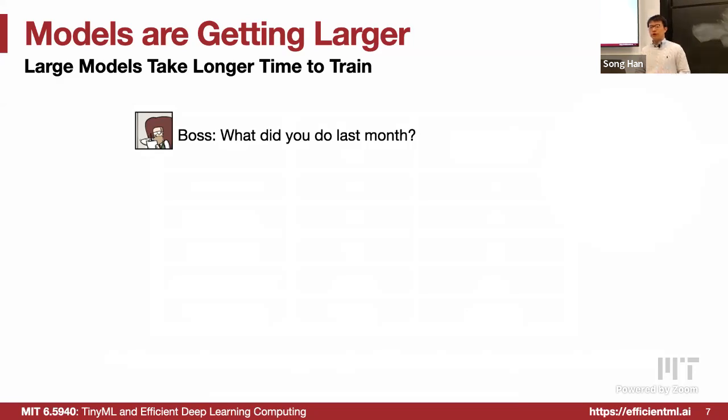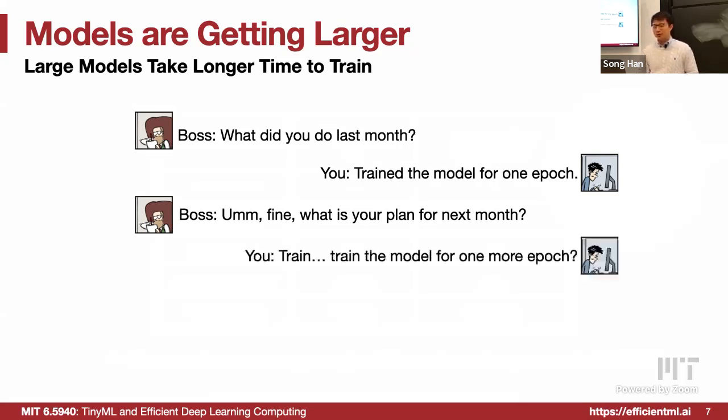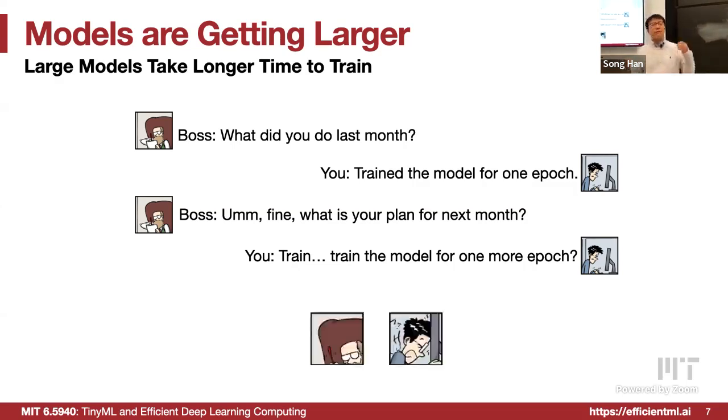So the boss asks you, what did you do over the last month? And the answer is, train the model for 1 epoch. Boss asks, fine, what's the plan for the next month? And the answer, train the model for 1 more epoch, right? That greatly limits the productivity of our designers, those machine learning practitioners, right? So we want to make the model train faster.